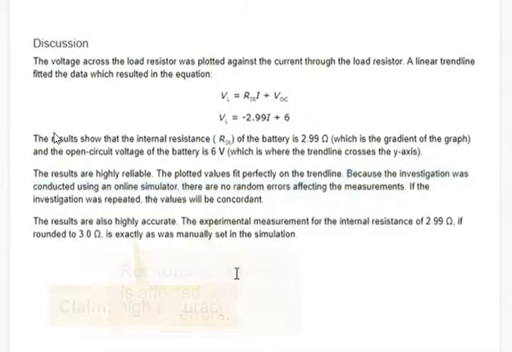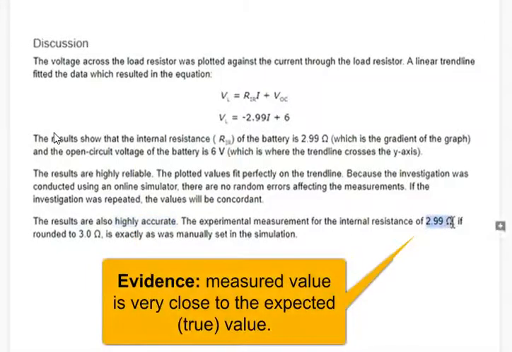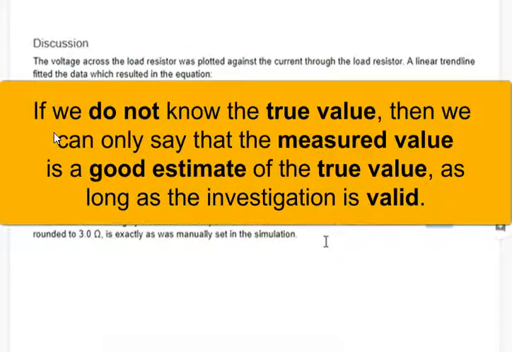In terms of accuracy, I'm making a claim that it's highly accurate, and I'm giving evidence by showing the measured value and comparing it to the known value, which was manually set in the simulation. Again, we can't do that in reality. When we do it, if the investigation was valid and we get a value, we can only suggest that that value is a good estimate of accuracy rather than saying how accurate it actually is, because we won't know what the true value is.